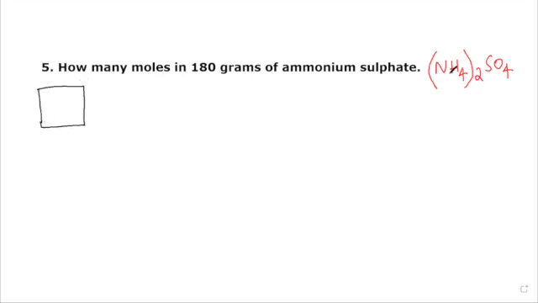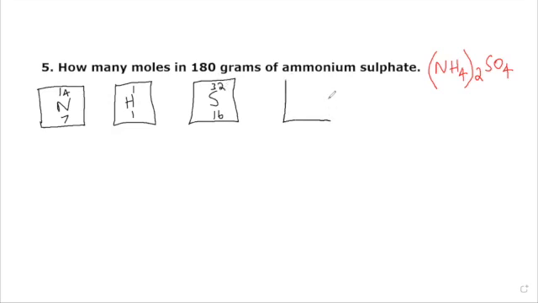So it's a little bit more complicated. We do as we did before. We need to work out the relative formula mass. So you've got nitrogen, we've got hydrogen, we've got sulfur, and then we've got oxygen. And I'm putting a green dot next to all of the top numbers because those are the numbers that I will need. Now comes the tricky bit.